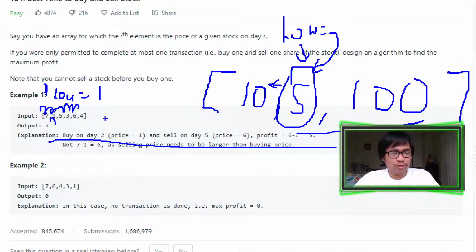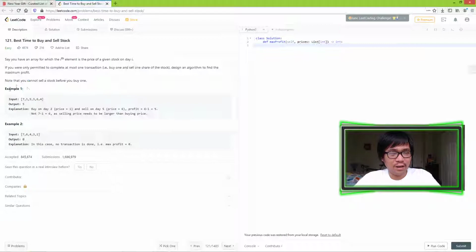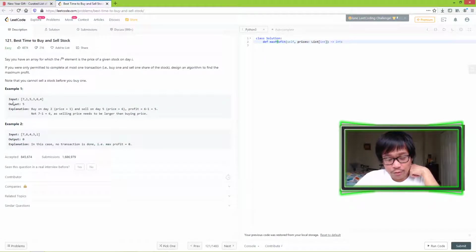We could brute force it, but the brute force, I don't know. Let's try the brute force first. I already just went through the solution, but you're not supposed to do that. You're supposed to go through brute force first. So let's go through the brute force first and try to do that. So max profit, okay, let's see how we can brute force this.